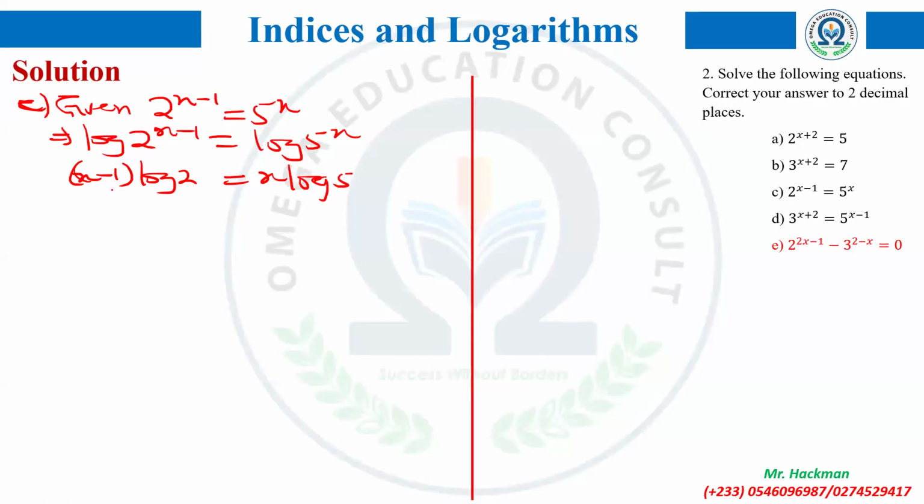So now the expansion approach, we are going to expand. This will mean x times this to give you x log 2. Then minus 1 times this, which will give us minus log 2. And it's equal to x log 5. So at this point, we have 2 terms in x. Am I right? Yes. So we are making x the subject.